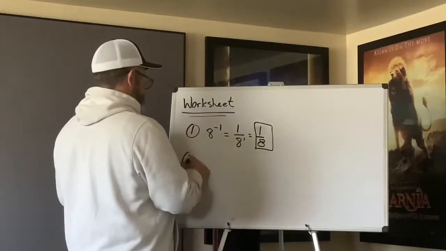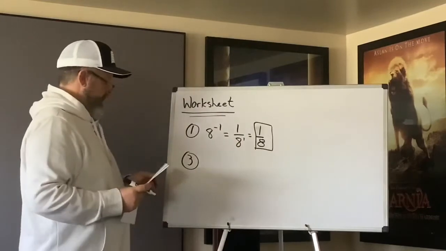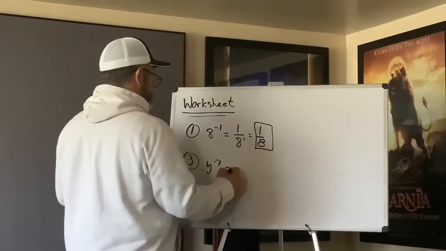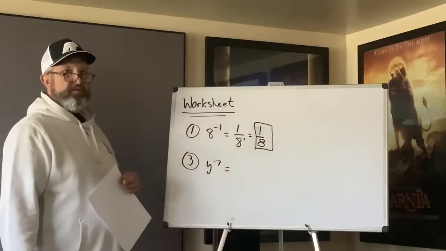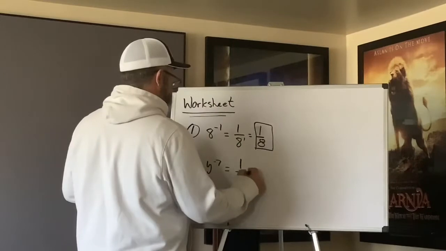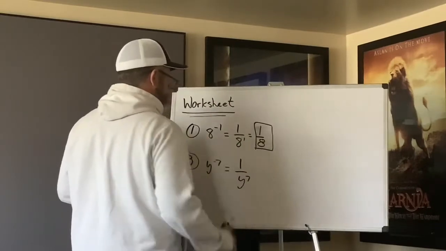Okay, let's jump to problem number 3. It's y to the negative 7th. Tani, what do I have to do? Put y to the 7th on the bottom. There you go. 1 over y to the 7th.